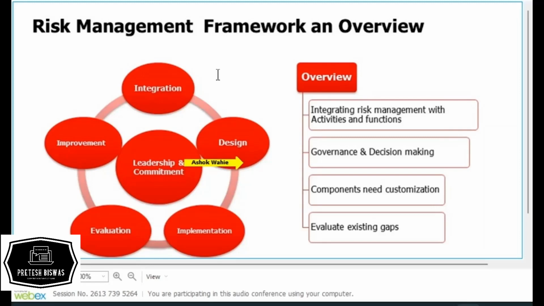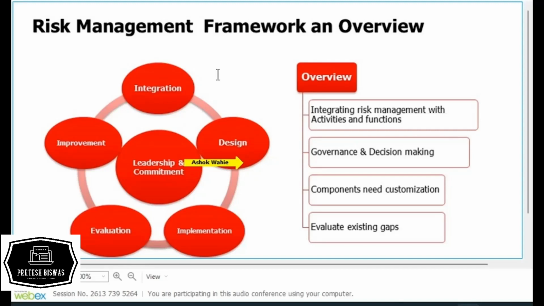Once we have implemented it, what are the processes to evaluate? Have we implemented it effectively? Are there any gaps? And in case there are any gaps, can we address those gaps, lessons learned in improving it, and then provide a framework or approach for improvement? So these are the five components which we need to consider when we are going to establish the risk management framework. So this is an overview.